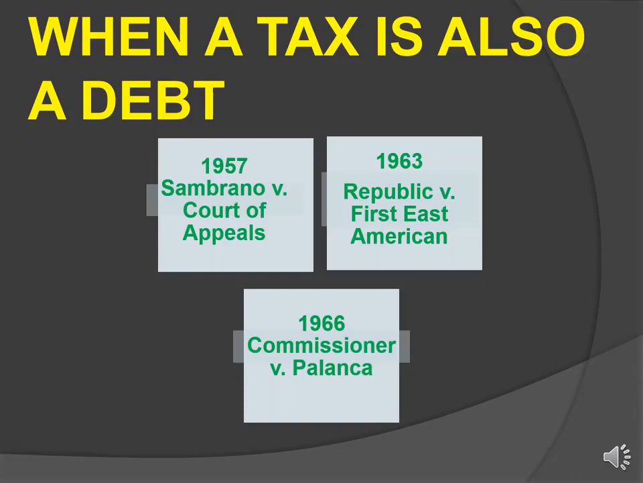We have the 1957 case of Zambrano versus Court of Appeals. The Supreme Court in this particular case held that a tax is considered a debt because the tax is also enforceable by judicial action. In 1963, we have another case, this time Republic versus Far East American, and it's held there that there are instances when a tax is considered a debt, especially with regard to period of prescription, because for bonds, the payment is similar to debts.